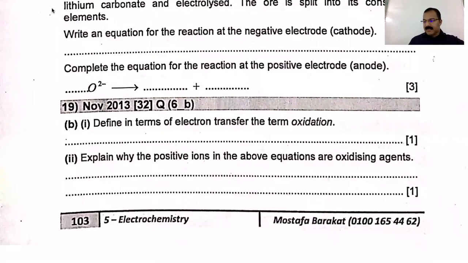Define in terms of electron transfer, what is oxidation? Just remember OIL RIG. Oxidation is losing electrons. Losing electrons. Explain why the positive ions in the above equations are oxidizing agents.